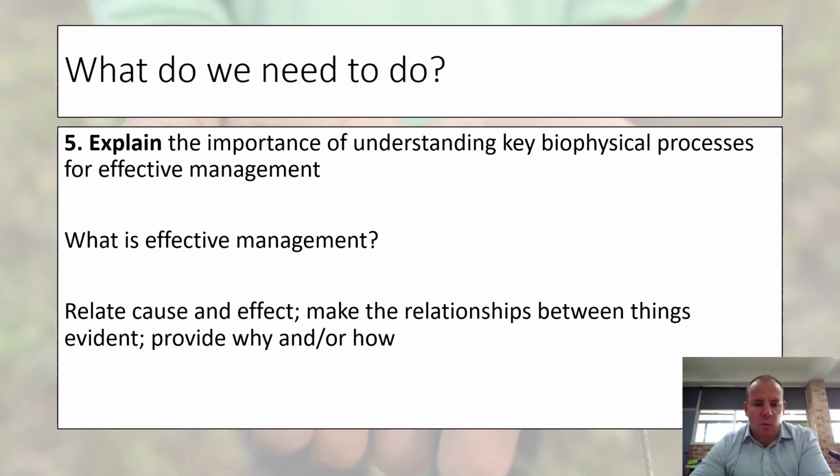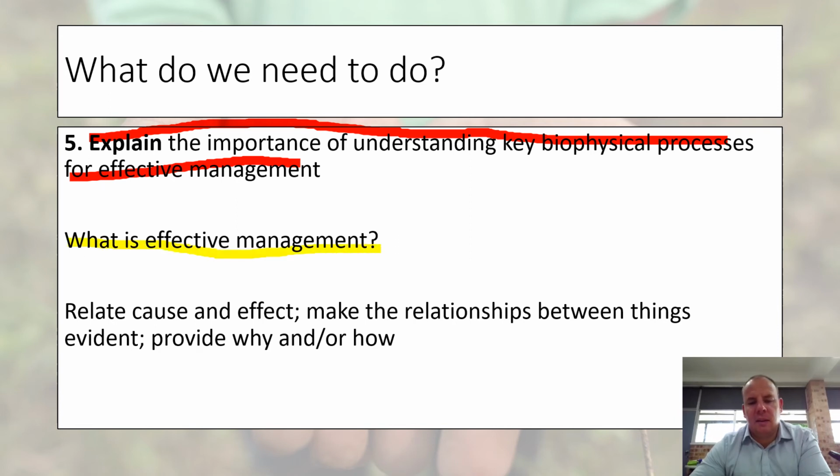Okay, the last one, what we've got to do: explain the importance of understanding key biophysical processes for effective management. So first of all, you've got to think, well, what does that mean? What does effective management mean? It's important that we understand the biophysical environment, because if we don't know what nature's doing, then we can't obviously manage the area properly.